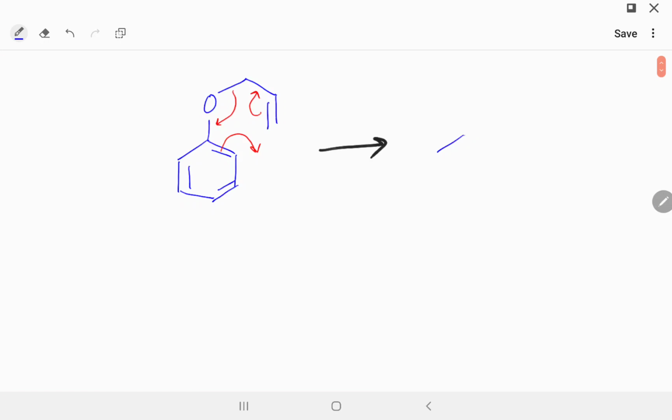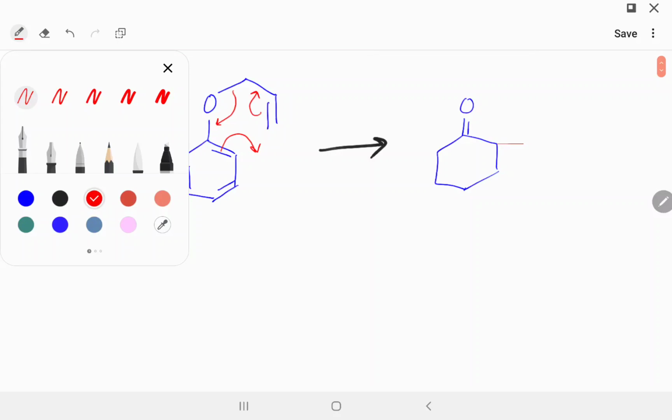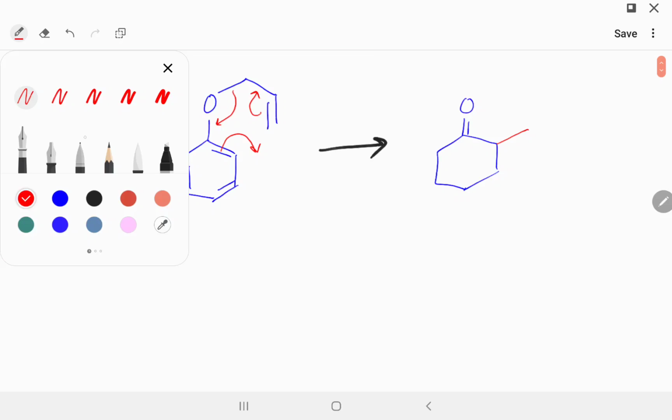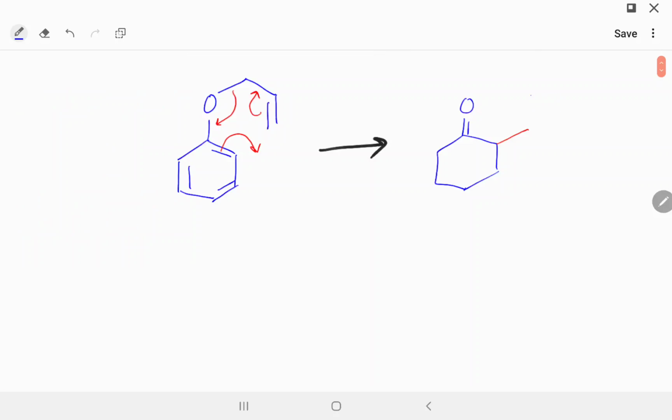You will get a ketone group, and then you got a new bond. Let me use a different color. Here is a new bond between carbon and the allyl group, and that is connected to a CH2. You have a double bond between here, and that is it. So this is your compound, and of course you have two double bonds on the ring. So this is what we get.